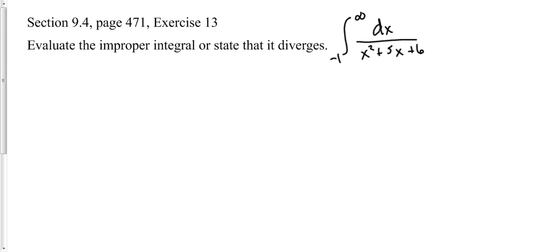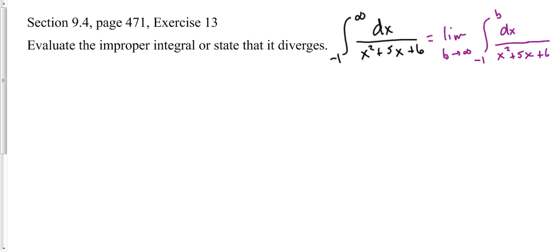And as we've learned in this section, whenever we have infinity, plus or minus, in the limits of integration, we need to convert this integral into a limit. So this is going to become the limit as b goes to infinity of the integral from -1 to b of dx over x squared plus 5x plus 6. And now we're ready to evaluate the integral.